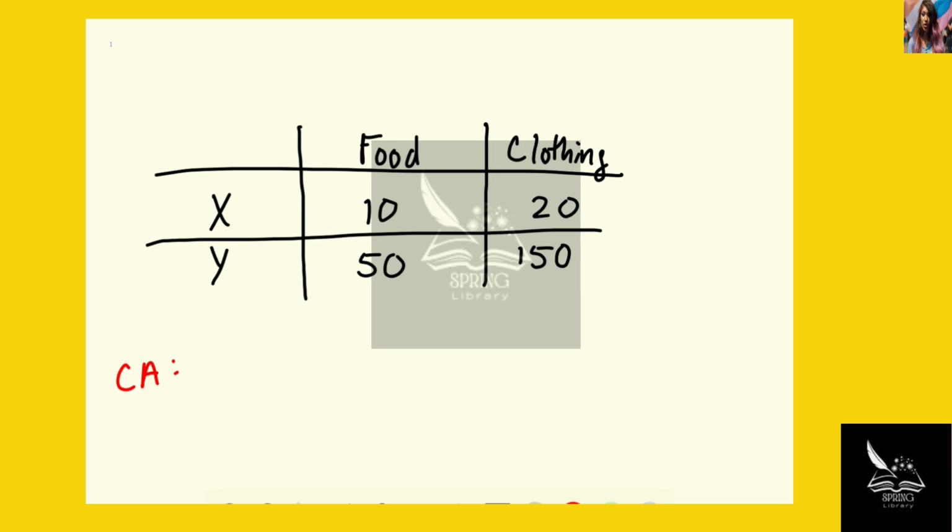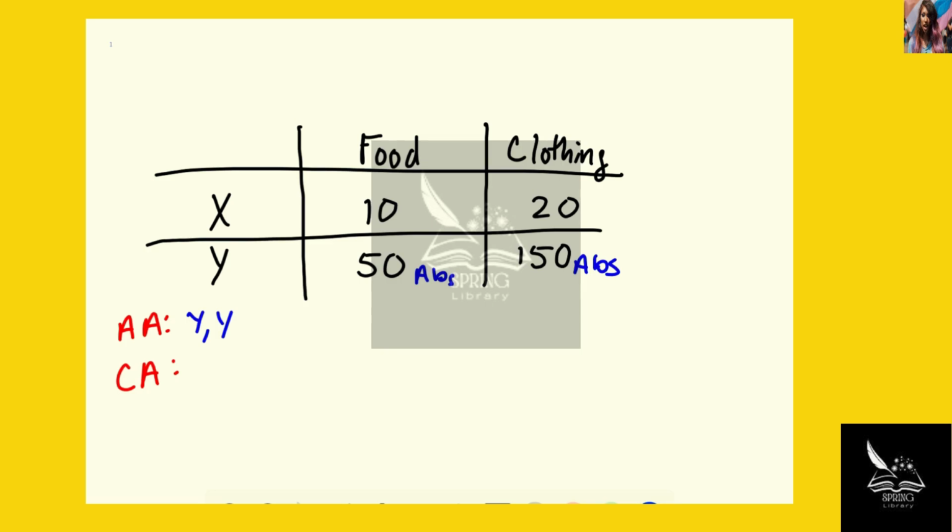The absolute advantage is whoever can just produce more with the same amount of input. So with food, country Y has the absolute advantage because with one input, they can produce 50, which is greater than 10. And with clothing, they also have one input, and 150 is greater than 20. So they also have the absolute advantage with respect to clothing. So country Y has the absolute advantage in both cases.